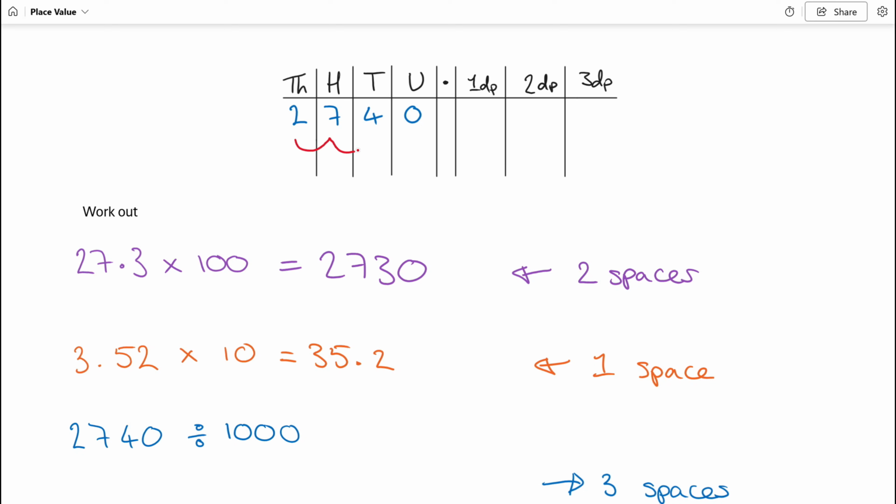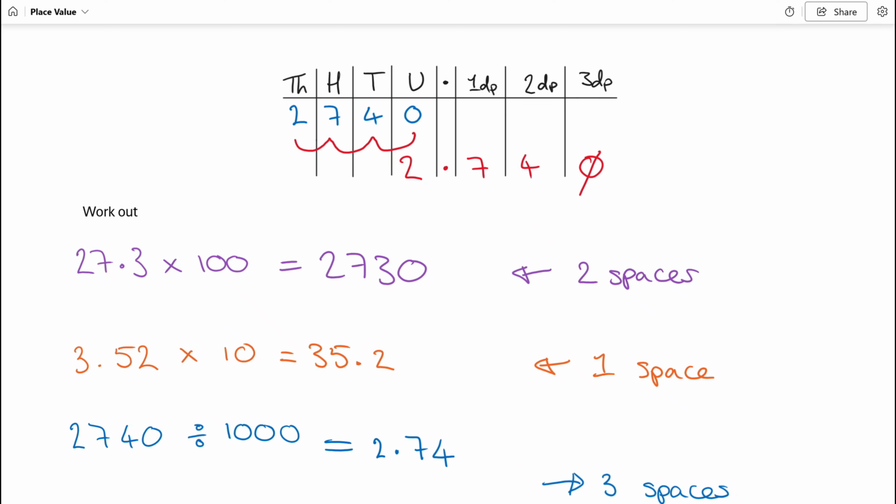We go 1, 2, 3. So that 2 is here. Decimal dot stays where it is, and the rest of the numbers go in. But if we remember, we don't need to put the 0 there. So the answer to 2,740 divided by 1,000 is 2.74. Yeah? And it literally works like that.